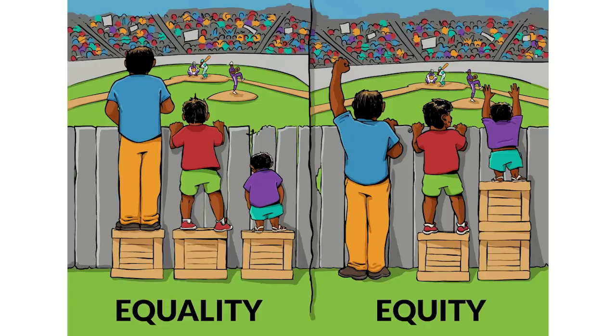The illustration on the right represents equity because each person is given what they need to view the game. The shortest person is given the tallest stack of boxes to stand on. The tallest person doesn't get a box because they don't need one in order to view the game. So, let's explore how this relates to design.